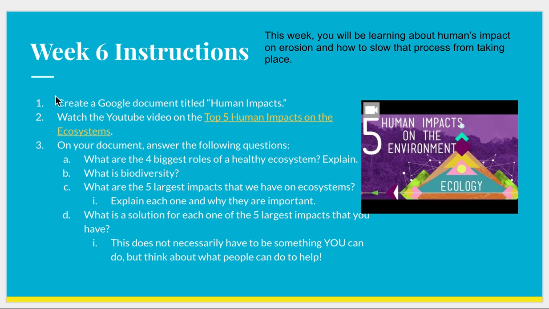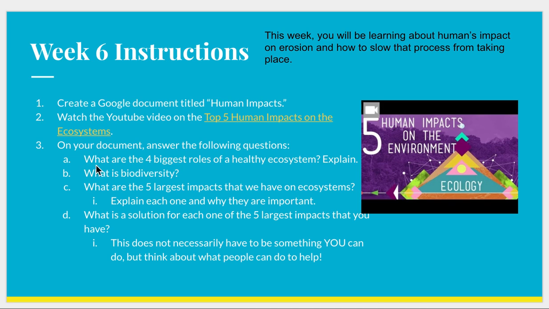So the first thing I want you to do today is create a Google document titled Human Impacts. Make sure this is in your to be graded folder. Then you're going to watch the video that you see to the right here, which is called 5 Human Impacts on the Environment. Next, on your document, as you're watching and after you're watching, answer the following questions. And make sure you're using complete sentences for these, and please number them so I know which one you're relating to.